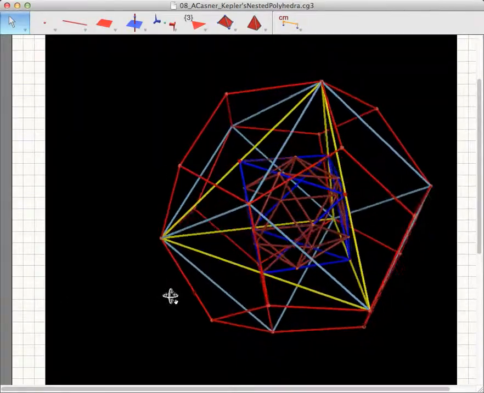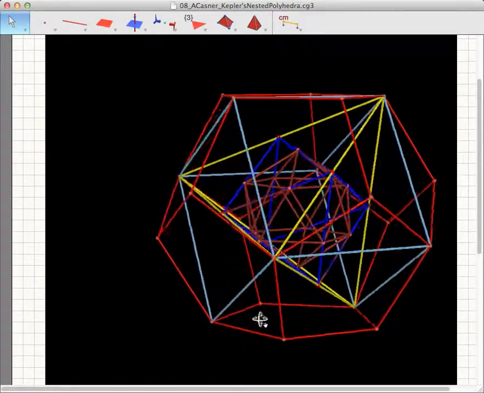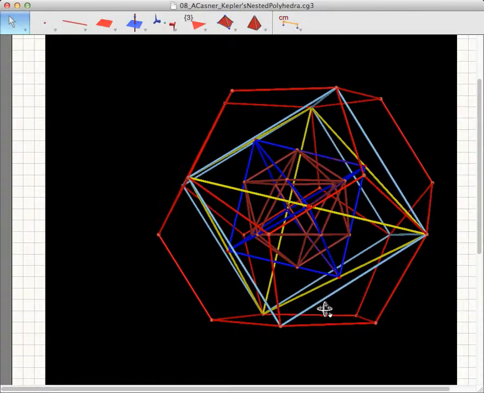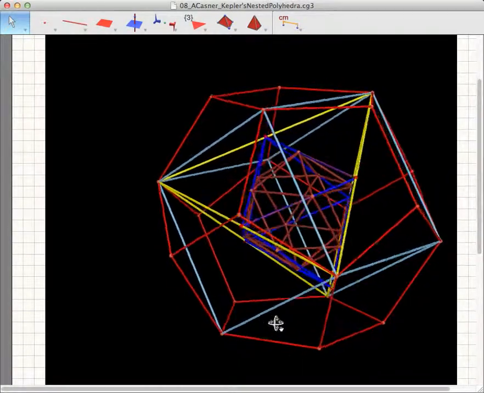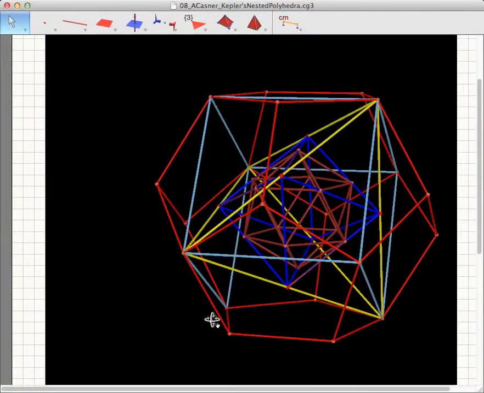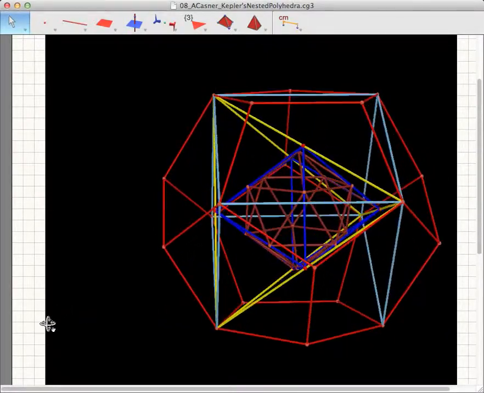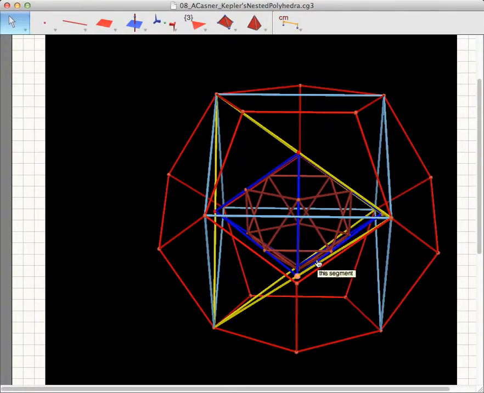And what you notice is that there is one embedded within the other. The outer polyhedron is the dodecahedron, and then you go inside one level and you notice all kinds of other ones, all the way to the innermost object.